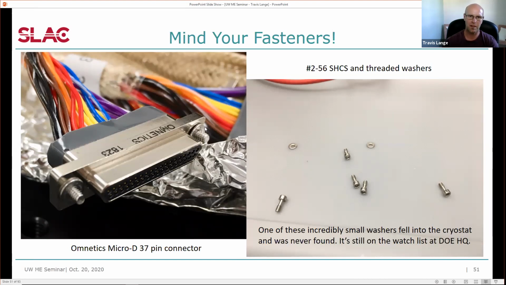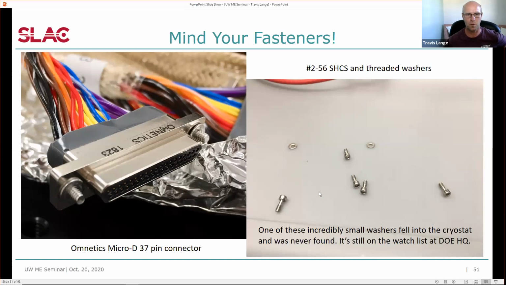Unfortunately, these washers unthreaded themselves pretty easily, and in the process of installing these cables into our cryostat, a few of them fell off. So we lost both the screw and the washer on a few of them. And there was one washer which we never did locate. We're not sure where it is. I certainly hope that it's outside the cryostat somewhere on the floor, and we just never found it, and we'll find it when we clean up the clean room at the end of next year. But it's one of these things which was on the watch list at DOE headquarters for a long time, and remains so because it is a potential issue.